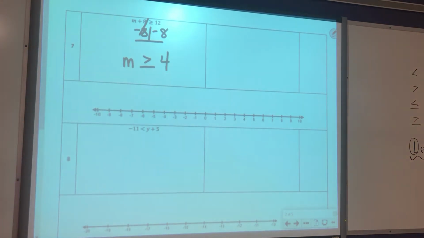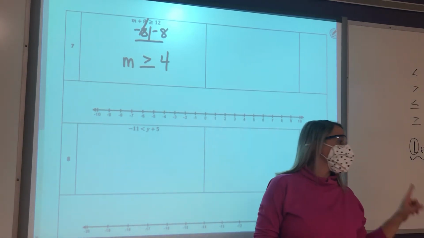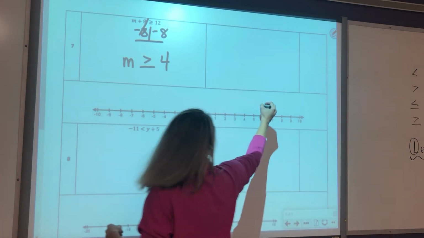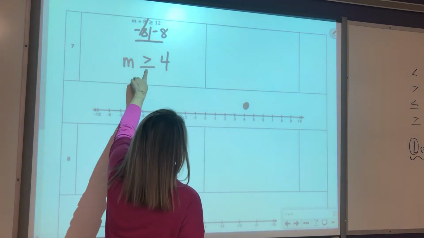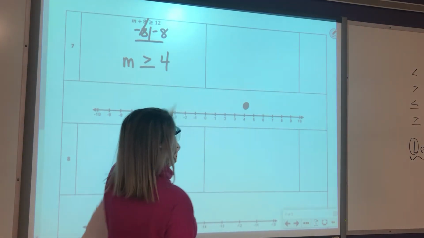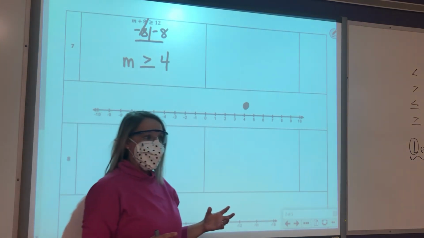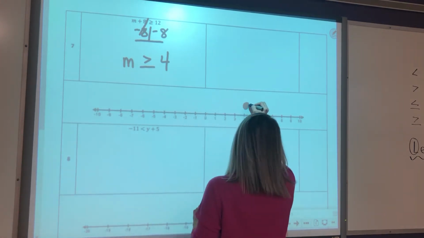Good. Where does our graph start? At 4. Very good. What kind of circle? Open circle or closed circle? Closed. Very good. So we have a closed circle at 4. M is greater than or equal to 4. So I want values that are greater than or equal to 4. So which way am I going to go? Am I going to go to the left or to the right? I'm going to go to the right. Very good.